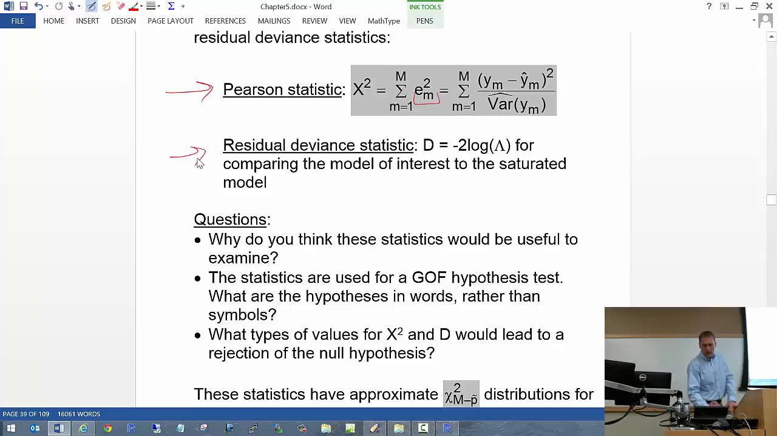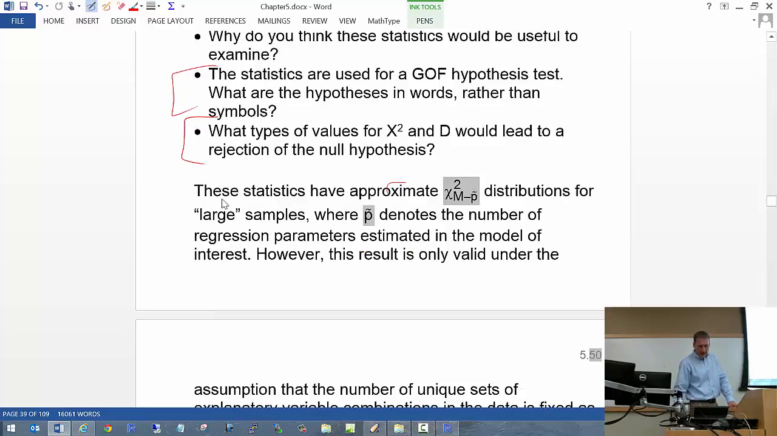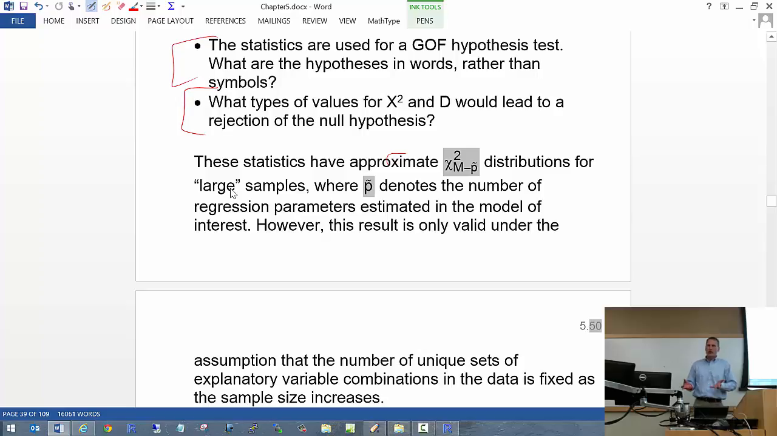Also, you can look at simply the residual deviance. That makes sense. Remember, again, you're comparing your model of interest to the saturated model. And in terms of the hypotheses that you're looking at, that just kind of gives it away. Now, what's the distribution for these statistics? This is tricky.